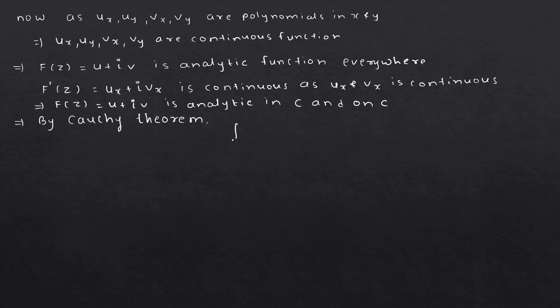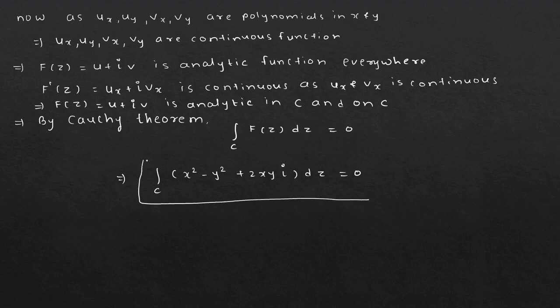So by Cauchy theorem, the integral over C of f(z) dz is equal to 0. This implies the integral over C of (x² − y² + 2xyi) dz is equal to 0. So this is our final answer.